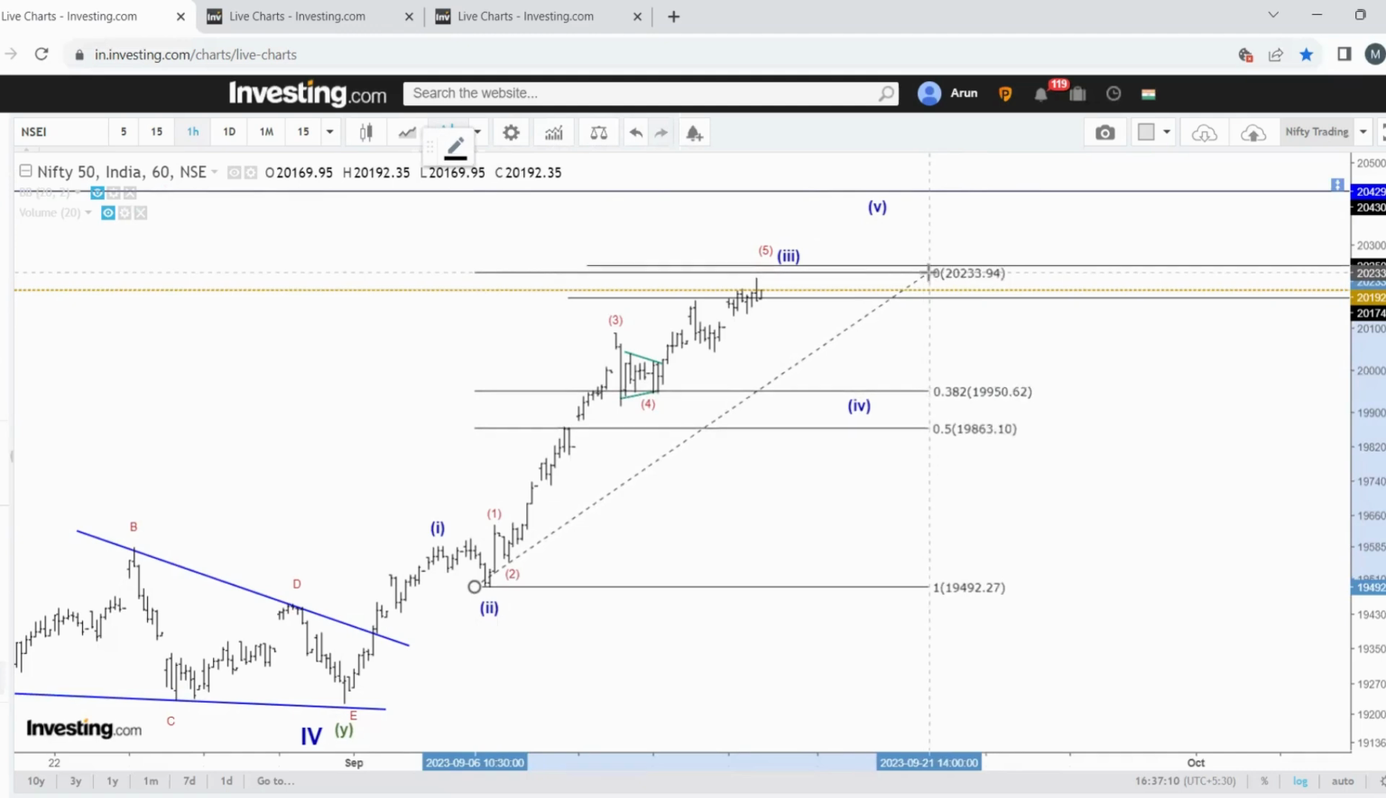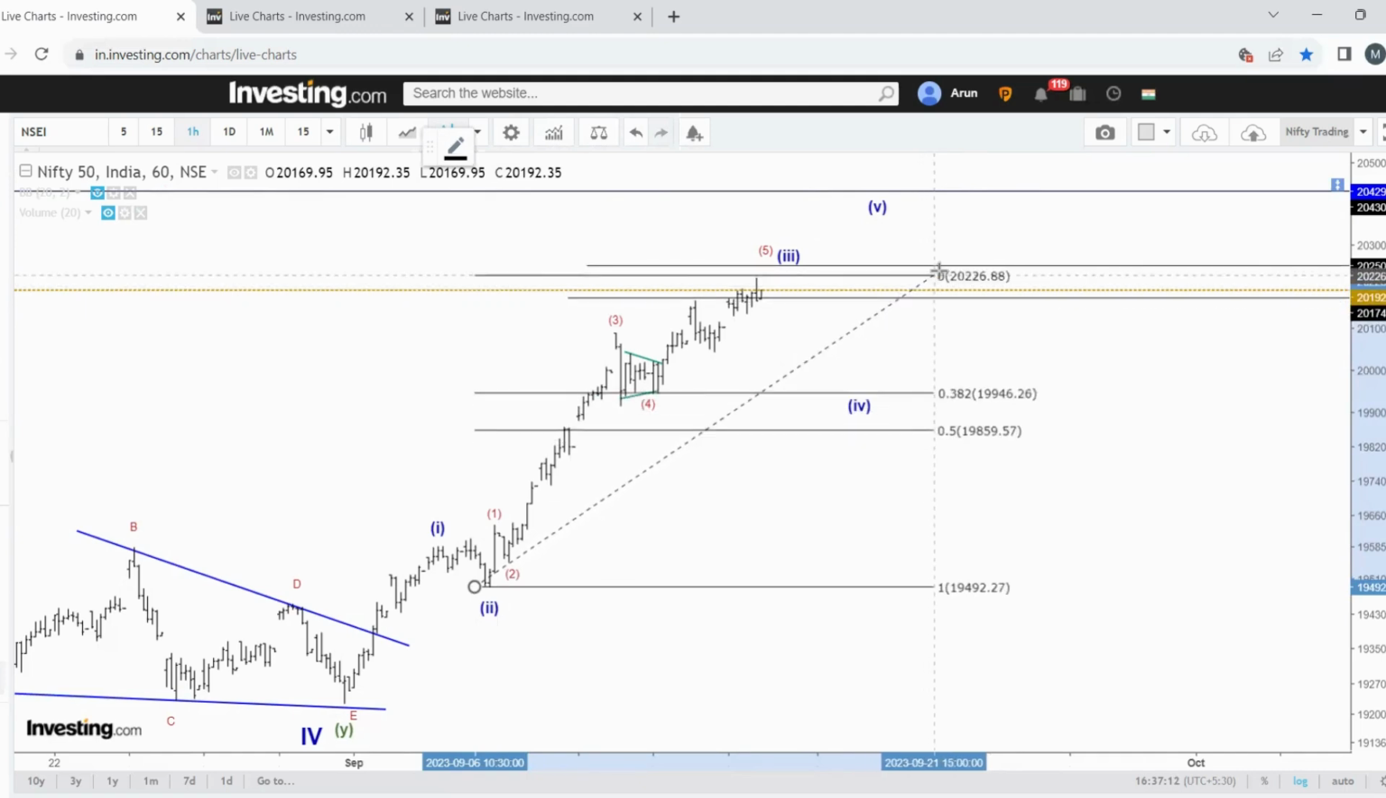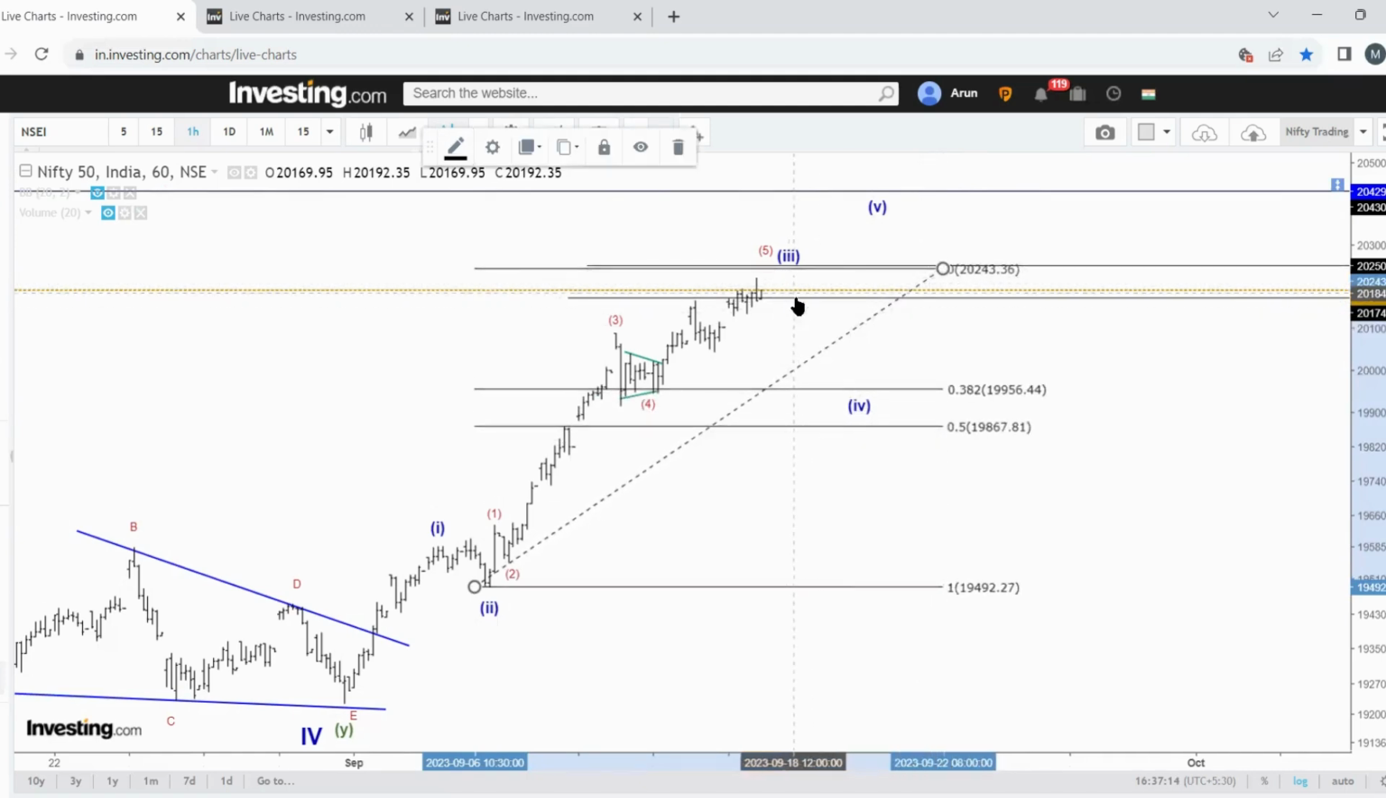So 19,950 to 19,850 can be the support zone for this fourth wave, and this fourth can be a 5-3-5, a zigzag. It can be fast because of the alternation theory. Wave 2 is an irregular flat, so it can be a zigzag too, and deeper. So this is what we expect in Nifty next week.